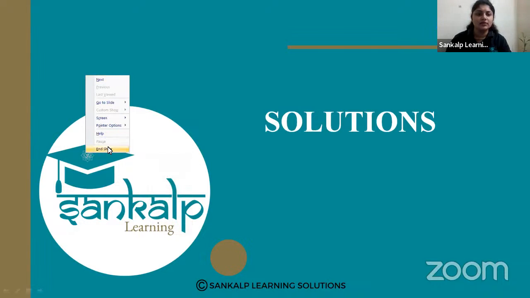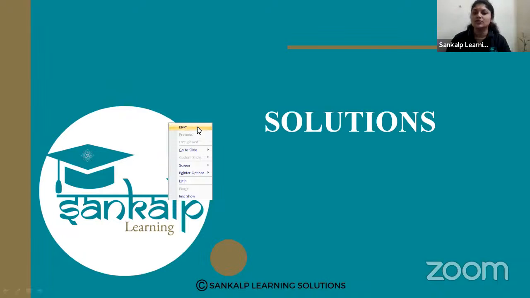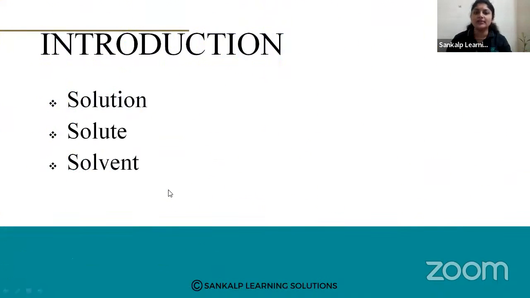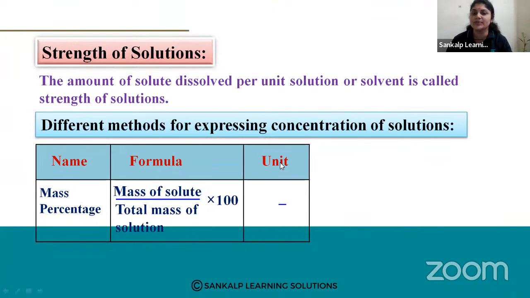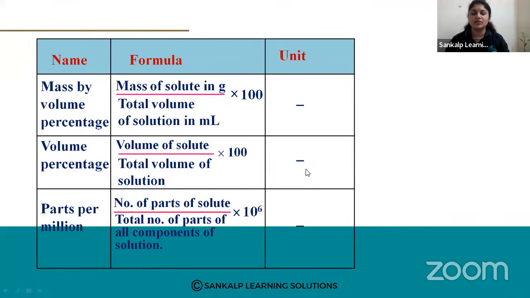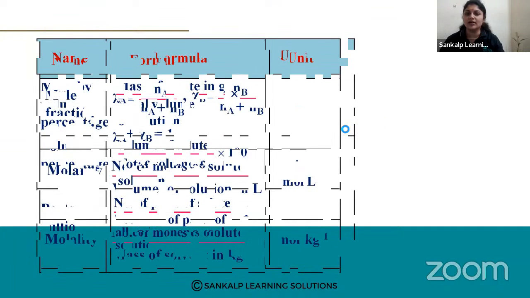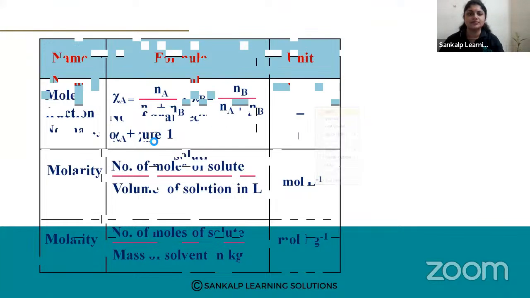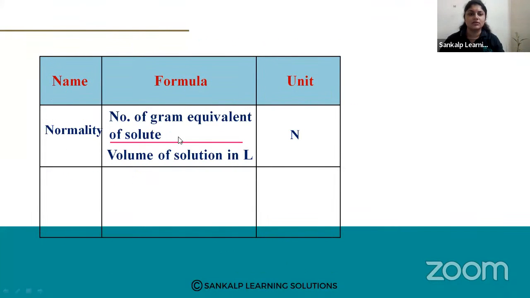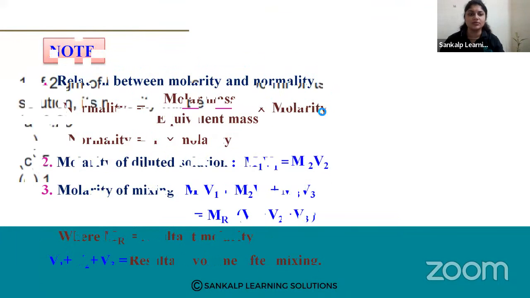So we have completed the introduction part, right? After that, we had started with the different methods for expressing the concentration of solutions. We have done mass percentage, mass by volume percentage, parts per million. We have dealt with the different formulas: mole fraction, molarity, molality, normality, right? Based on this, we have solved some questions also.